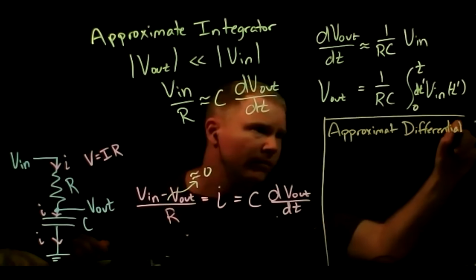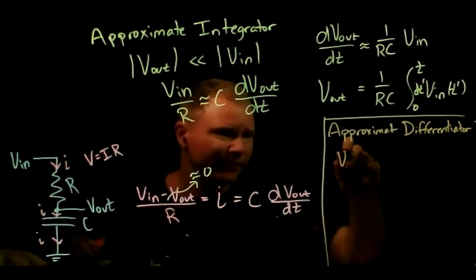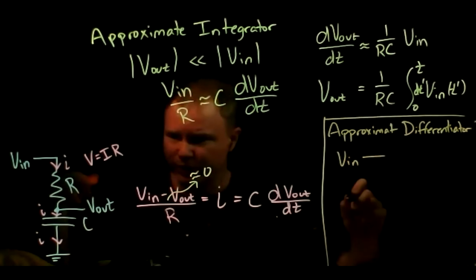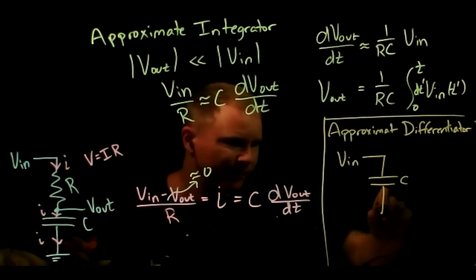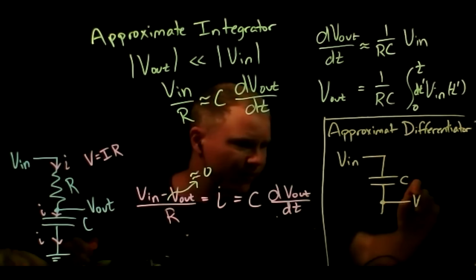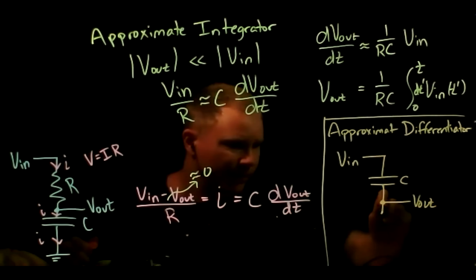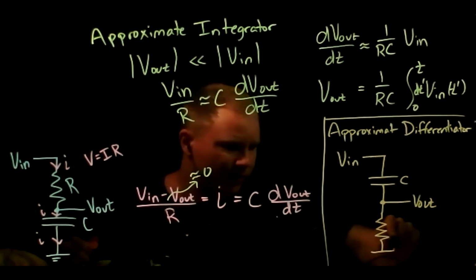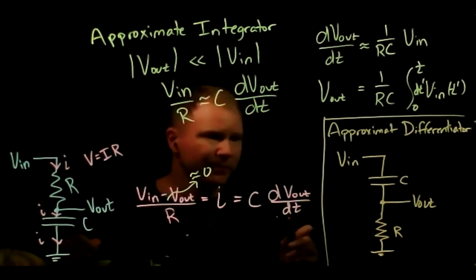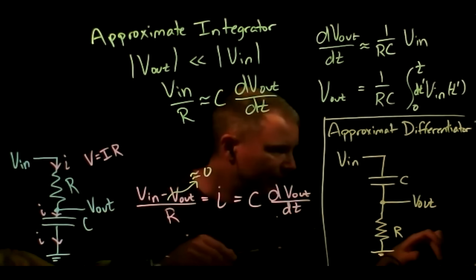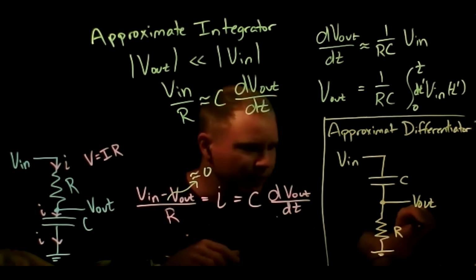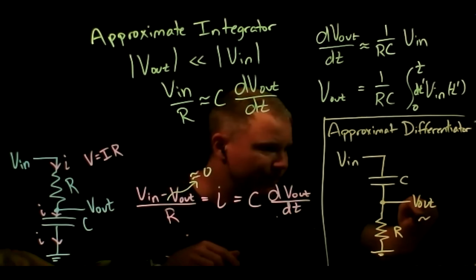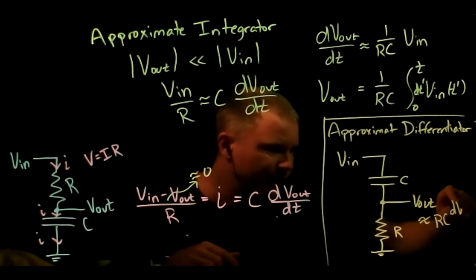There's a V in. And the only difference is we just switch the order of the C and the R. So C on top, take the V out from the center, and R on the bottom. And again, when you hit this part in the lab, I encourage you to go through some of the math, but what you'll see is that V out is approximately equal to RC times the time derivative of V in.